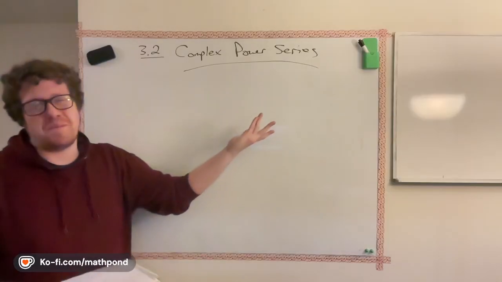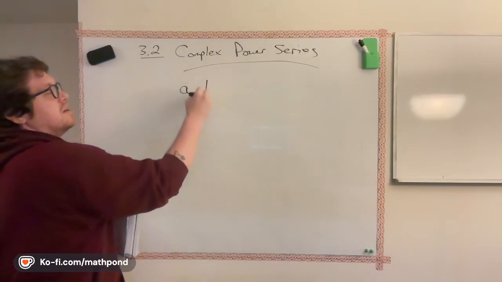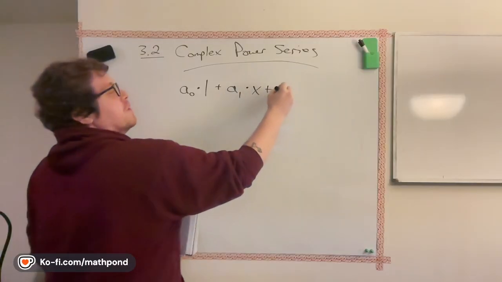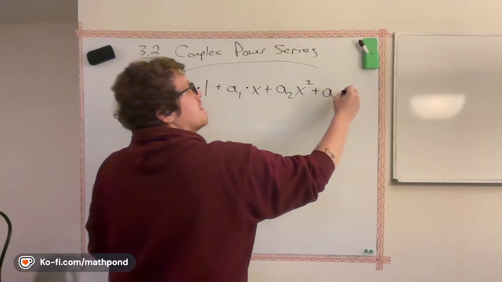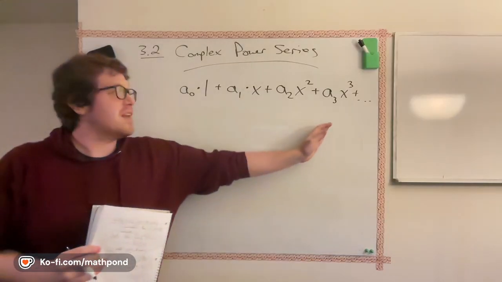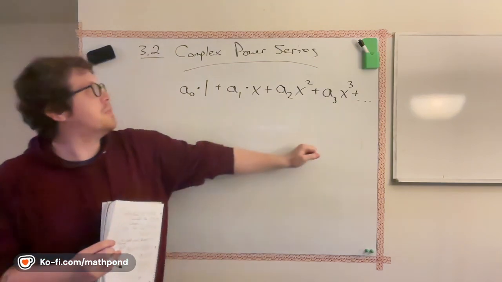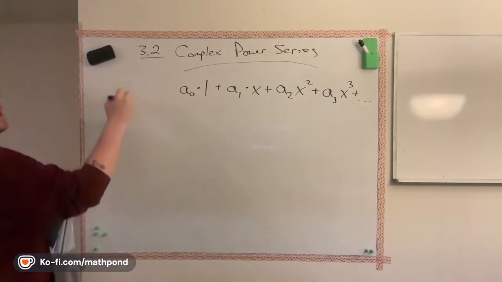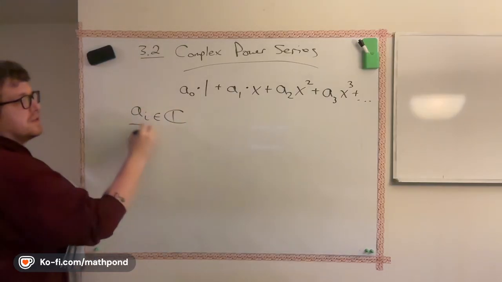So what would an infinite polynomial look like? Well, you have coefficients like a0 times 1 plus a1 times x, and this kind of just keeps going forever, times x squared, x cubed, right? Except that there's no end. Like a normal polynomial, all the a_i's would eventually be 0, but for complex power series, we're going to allow these coefficients to be complex as well. So that's another difference from the real case.